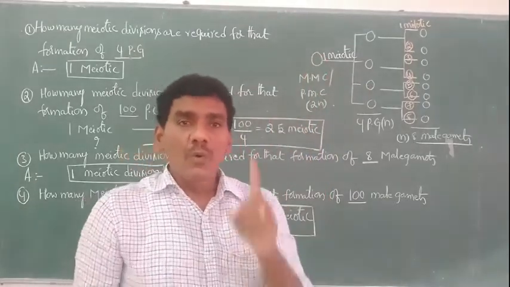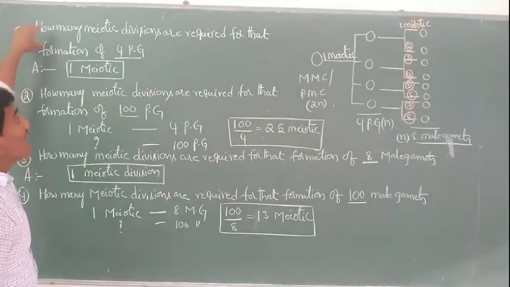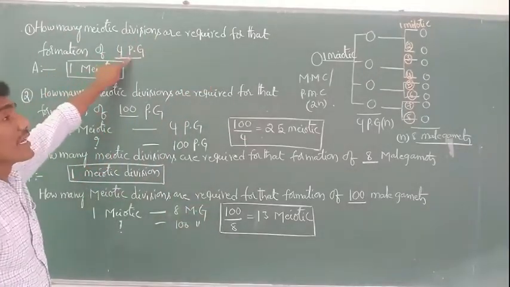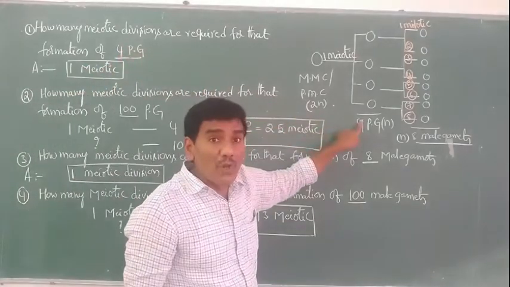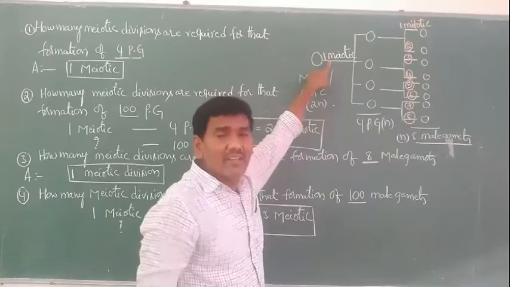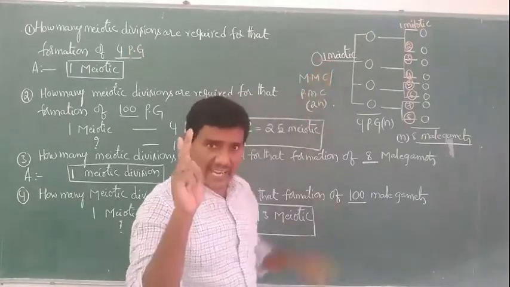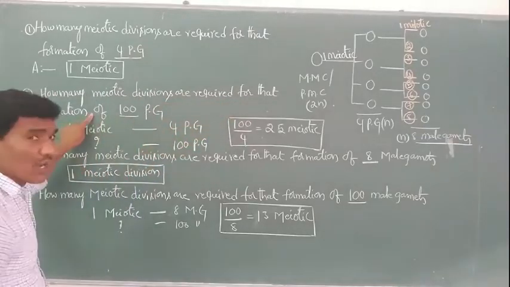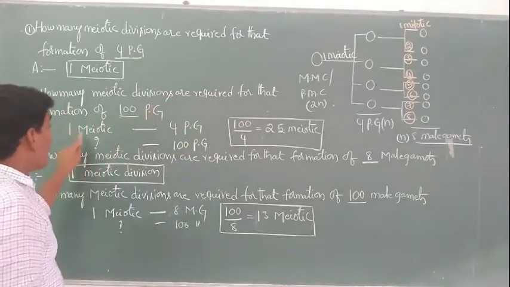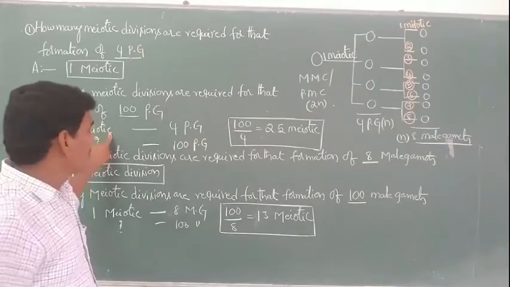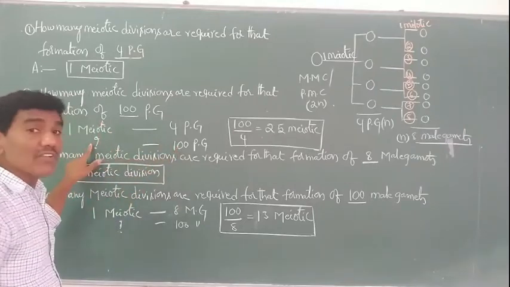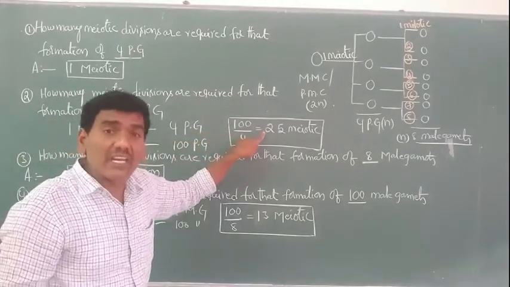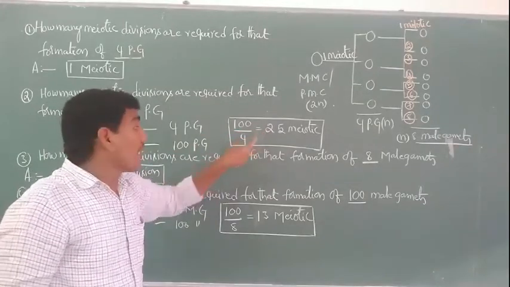First question: how many meiotic divisions are required for the formation of 4 pollen grains? 1 meiotic division. Second question: how many meiotic divisions are required for the formation of 100 pollen grains? 1 meiotic division gives 4 pollen grains, so 100 by 4, 25 meiotic divisions are required for the formation of 100 pollen grains.